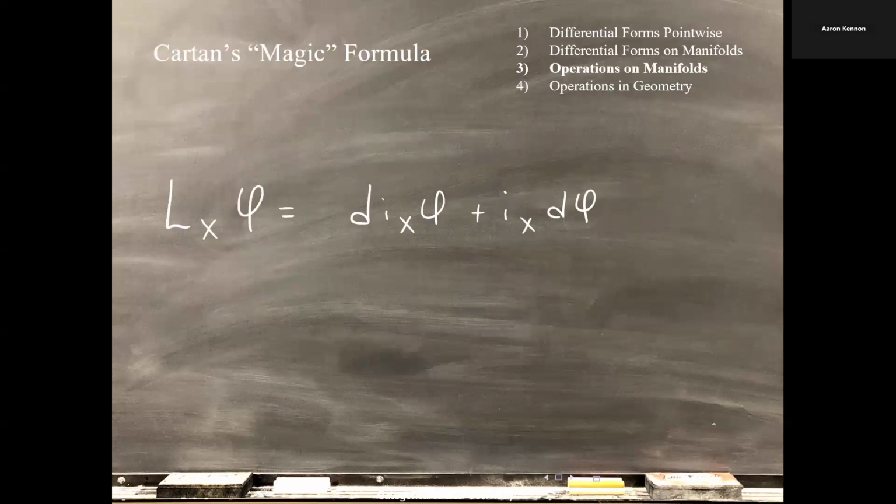Okay, so then for differential forms, we get this very nice identity relating the Lie derivative, the exterior derivative, and the interior product. This is what's called Cartan's magic formula. So it's saying that the Lie derivative of a differential form phi with respect to a vector field X is the exterior derivative of the interior product with respect to X of phi plus the interior product of the derivative of phi.